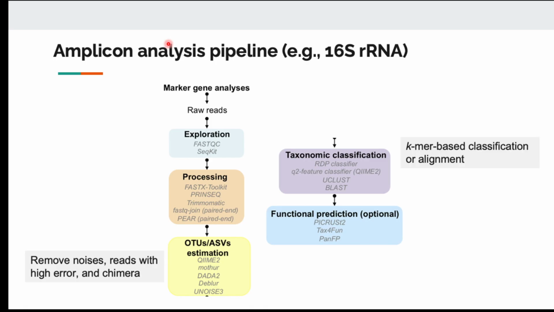Okay. So these are the key steps that we mentioned today. We talked about the processing, the removal of chimeric sequences, and the alignment or k-mer based classification for the taxonomy.